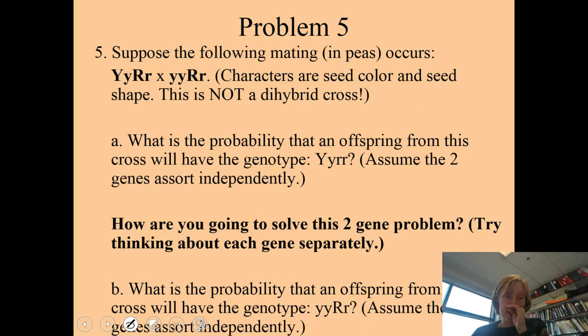So suppose we're looking back at the peas. The peas, remember, we looked at seed color and seed shape, and we've got 2 individuals that we're mating. We know their genotypes. There they are. Big Y, big R, little r, crossed with little y, big R, little r. This isn't the dihybrid cross we looked at before. It's different. So, we're going to ask the question, if these 2 individuals mate, what is the probability that an offspring from this cross will have the genotype big Y, little r, little r?